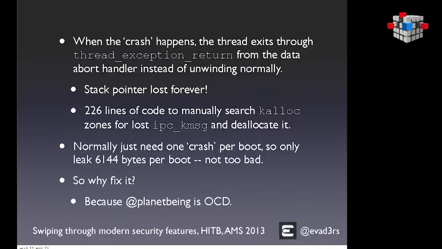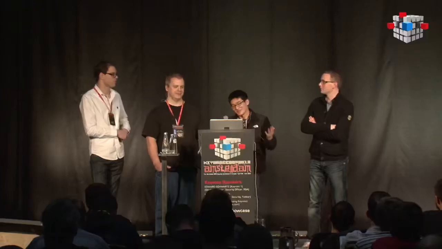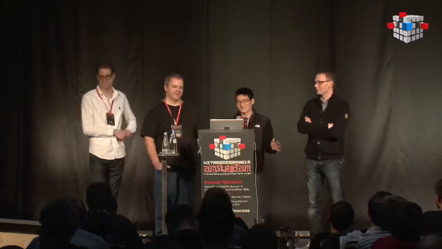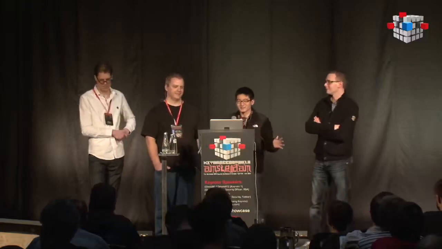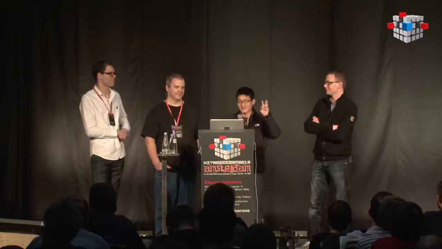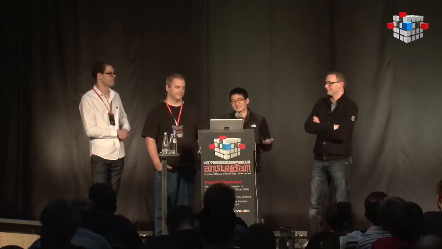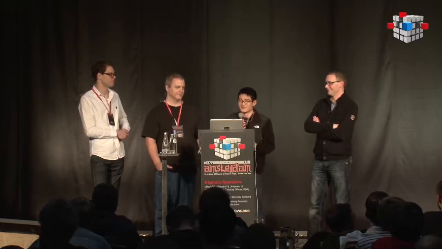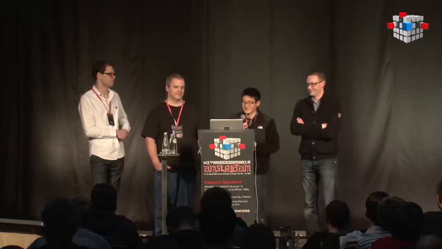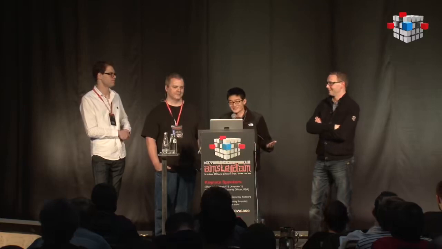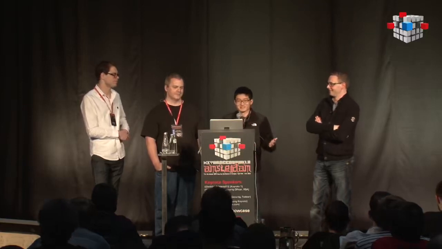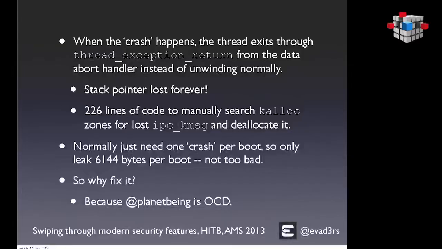And this really bugged me, and I really like writing clean code, and technically we only needed to have one of these fake crashes per boot, so you lose 6 kilobytes out of 256 or 512 megabytes, and maybe that's not a big deal, but I'm completely OCD, and so I manually searched every single page in memory that belonged to the kalloc pools to find that missing object and free it properly.